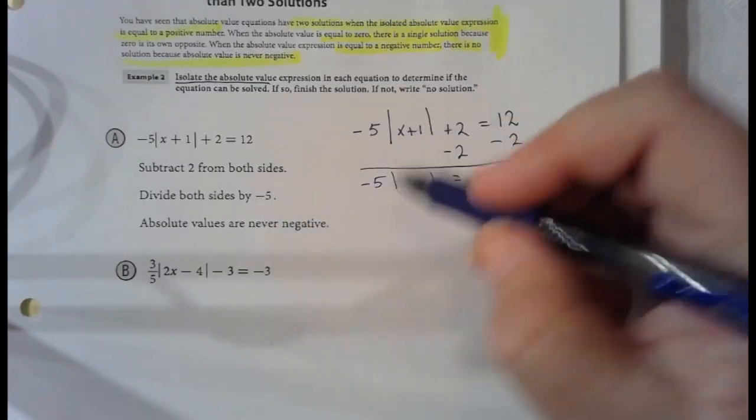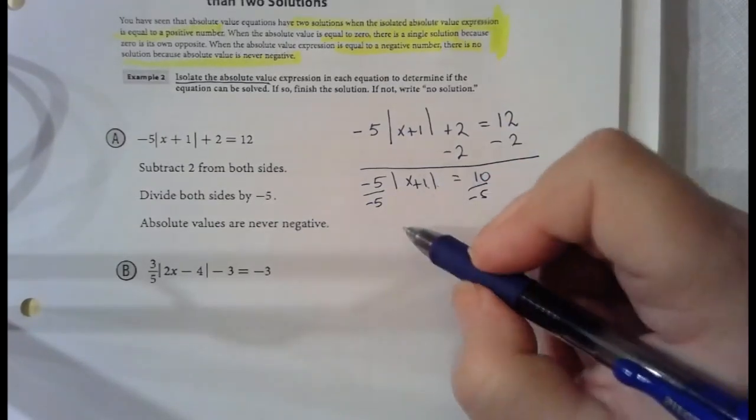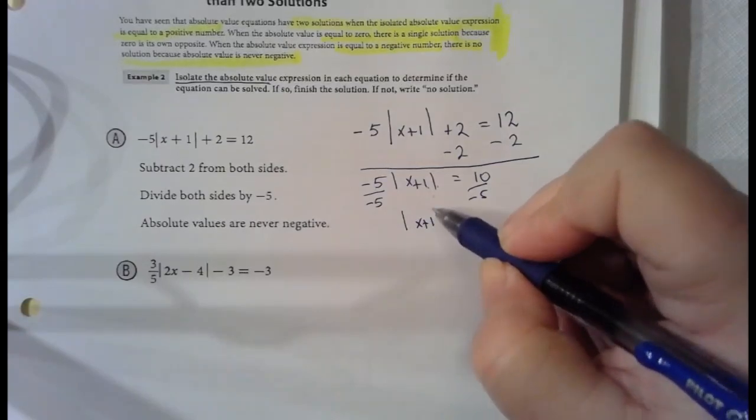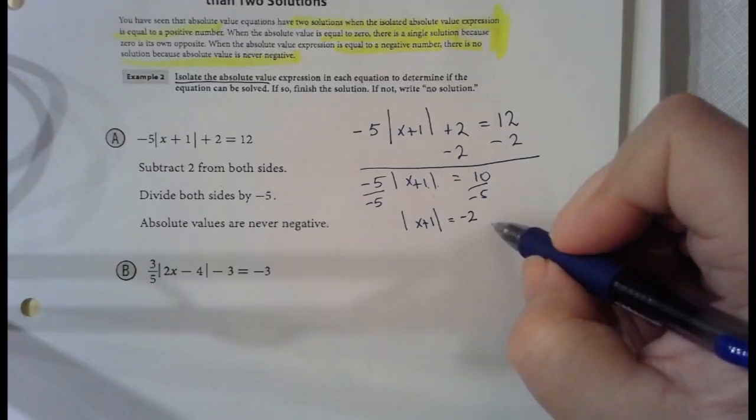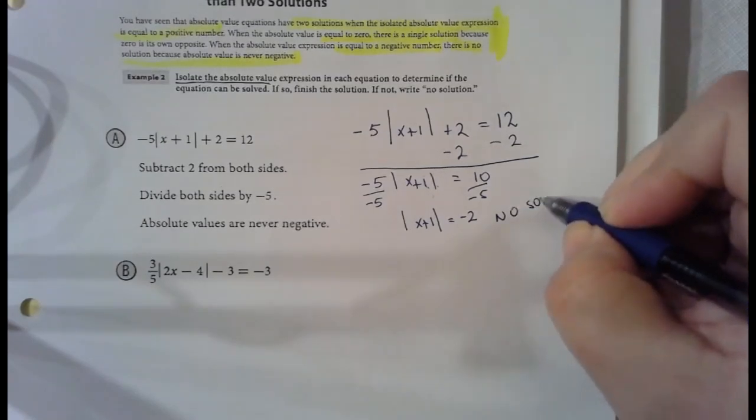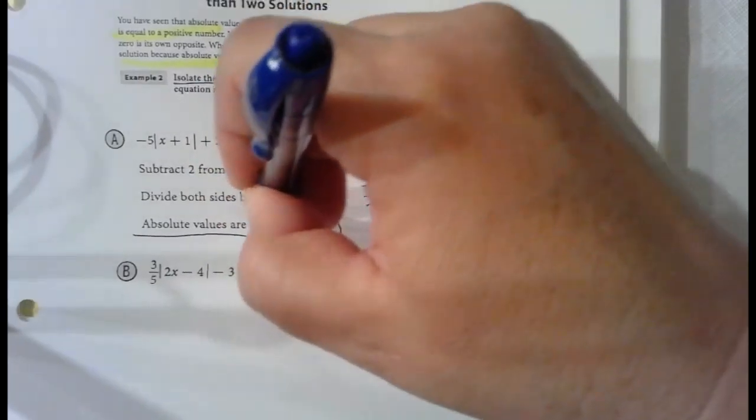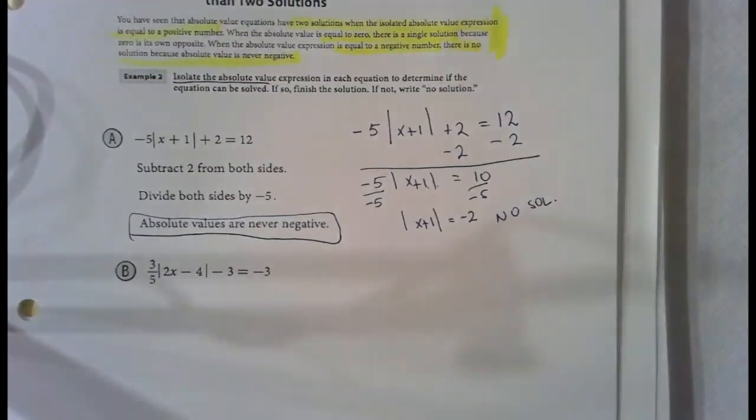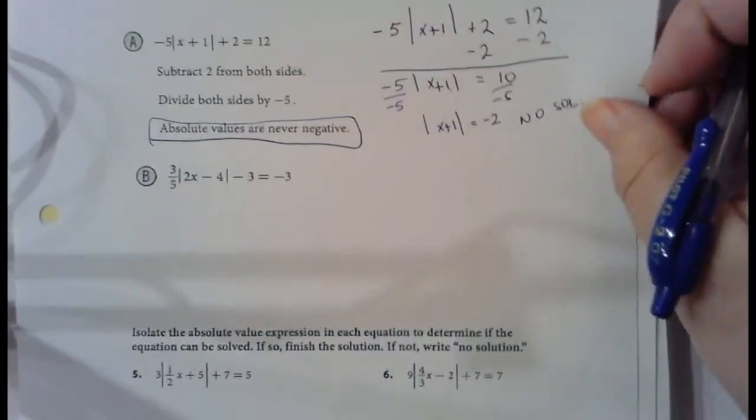And then you're dividing both sides by negative 5. So the absolute value of x plus 1 equals negative 2. And you can say no solution because absolute value is never negative. Okay, that's no solution. Okay, let's look at the next example.